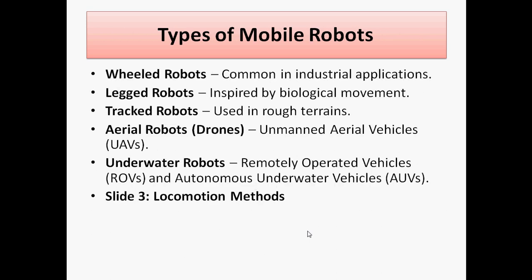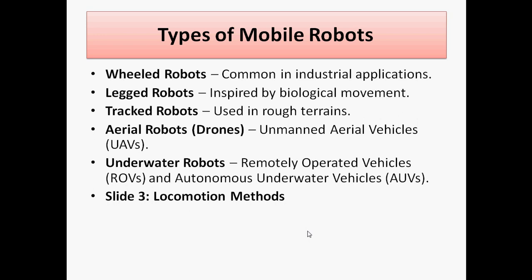While discussing mobile robots, there are different types. First is wheeled robots, which are commonly used in industrial applications. Leg robots are inspired by biological movement, so two legs, four legs or six legs. Like that, we can formulate the robots that are called leg robots. Track robots are useful in rough terrain. There are different rough areas, so we can formulate it for rough terrain, and we can call it tracked robots.